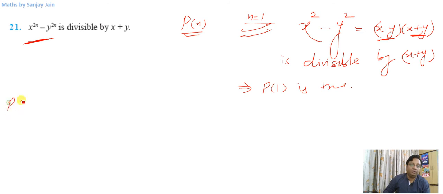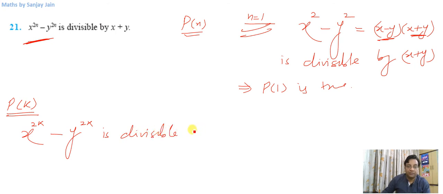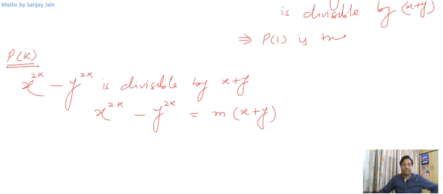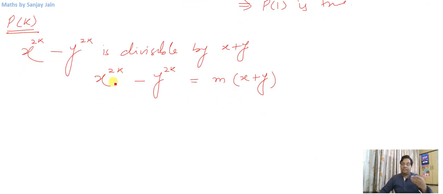Now let it be true for n equal to k. So P of k will give you x raised to power 2k minus y raised to power 2k is divisible by x plus y, right? So let us write it in other terms in the form of an equation. X raised to power 2k minus y raised to power 2k is some multiple of x plus y, where m is a positive integer, right? Or m is an integer. Even then it will be divisible, right?